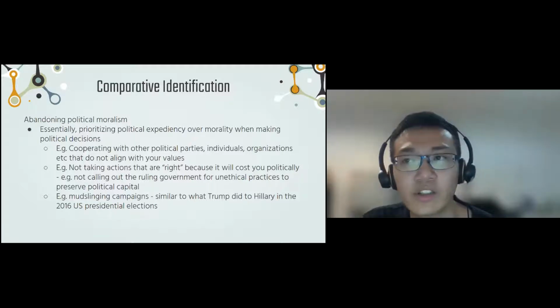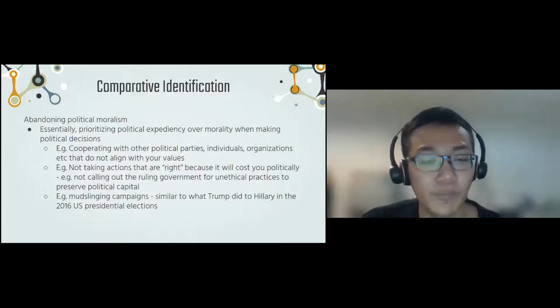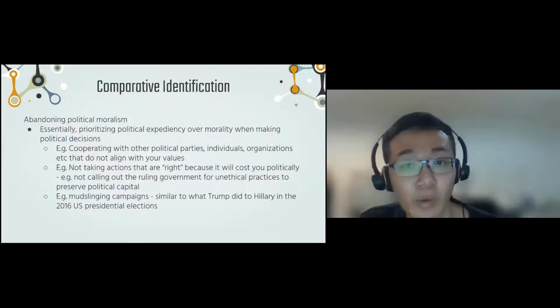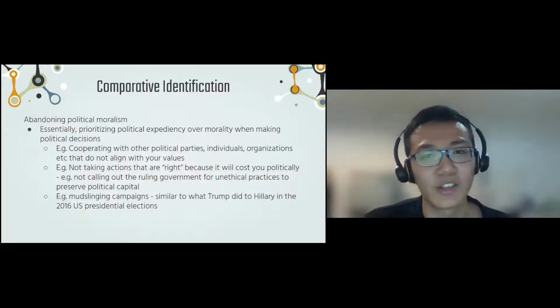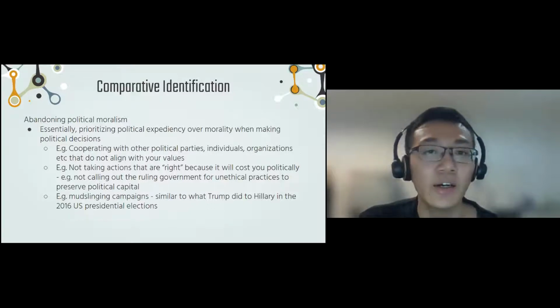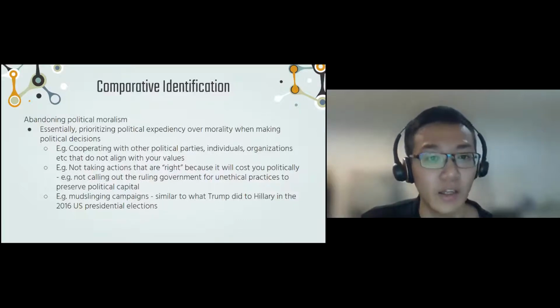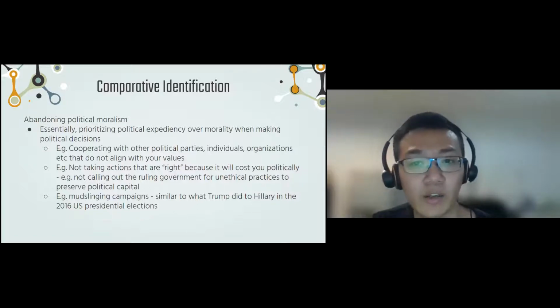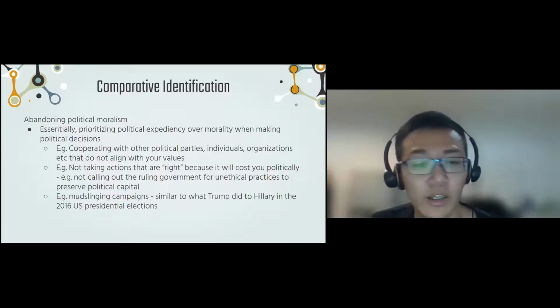A very good example of this actually is Syed Saddiq when he was still an MP who was pressed to defend LGBT rights. Although in Malaysia, it's probably not something that's going to make you very popular with the rest of the politicians, given that we live in a pretty religiously conservative country. And so here, even though something is right or something ought to be done, if doing that hurts your political capital in the future, you probably would prioritize your capital in this case because you are prioritizing political expediency over morality. Last thing here is just mudslinging campaigns, similar to what Trump did to Hillary in the 2016 US presidential elections.